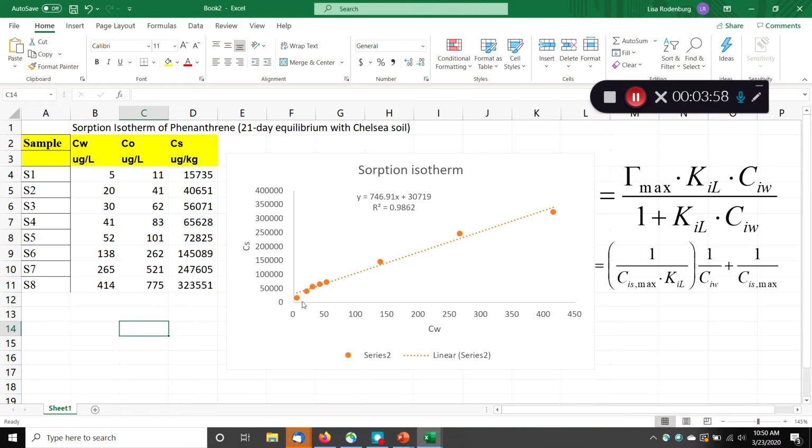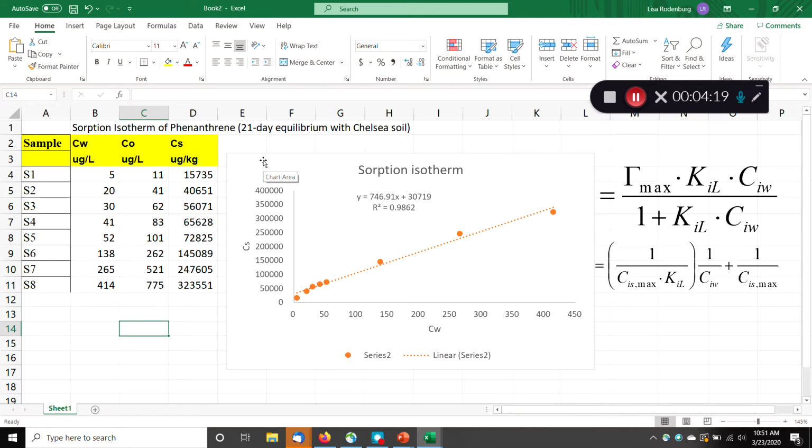And one of the things you notice is that these points are below the line, and these points are above the line, and then these points are below the line. So that's a systematic error. You want your errors to be random, not systematic. So that's our first indication that maybe this is not a linear sorption isotherm.